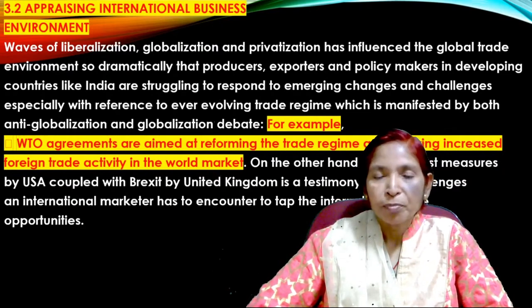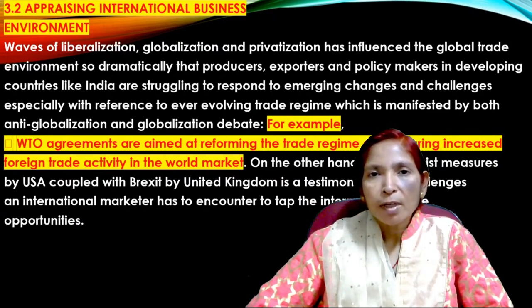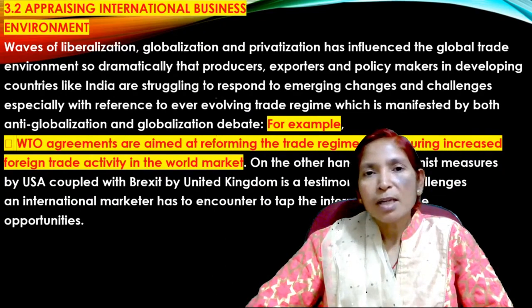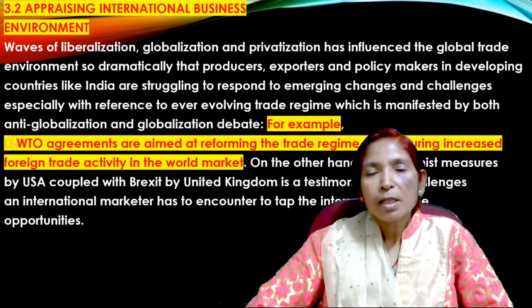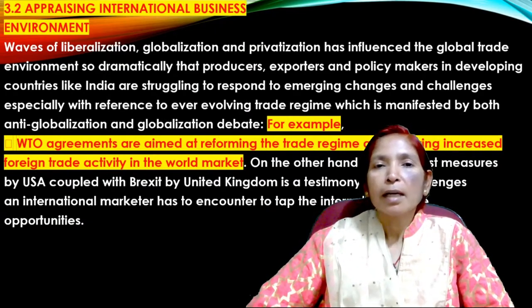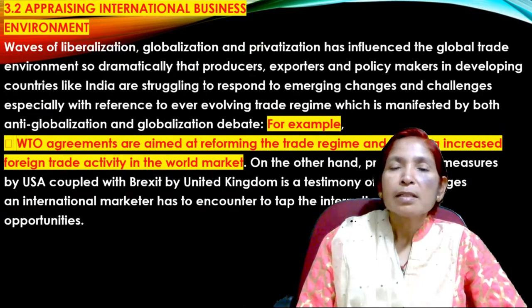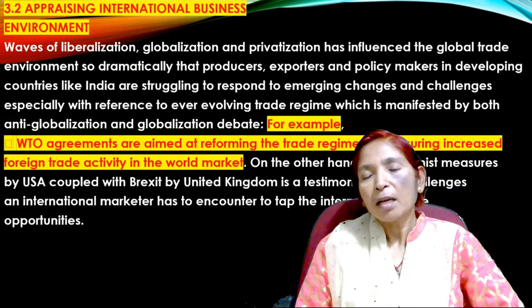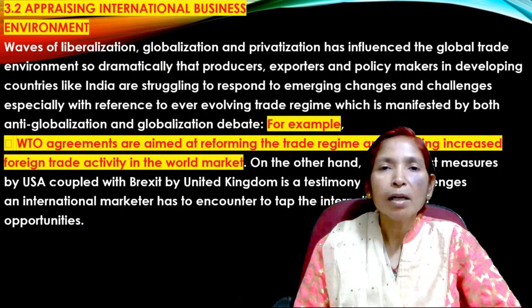For example, WTO. WTO is the World Trade Organization, which was formed in 1995 after the abolition of GATT. GATT was the General Agreement on Tariffs and Trade, which was established in 1947, and India was a founder member of GATT. GATT was also supported by the IMF and World Bank by improving trade agreements and rules and regulations for doing simple and easy trade with the rest of the world. But WTO is the broader concept, and WTO agreements are aimed at reforming the trade regimes and ensuring increased foreign trade activities in the world market.